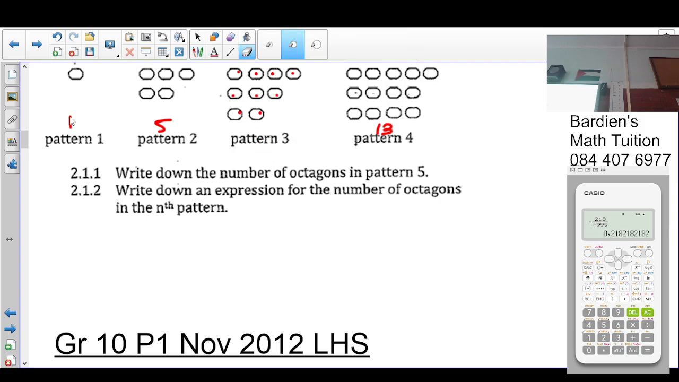You're absolutely correct. I was just looking at these two that were added. But my mistake, it is 9, absolutely. And then 13 is correct. Write down the number of octagons in pattern 5.